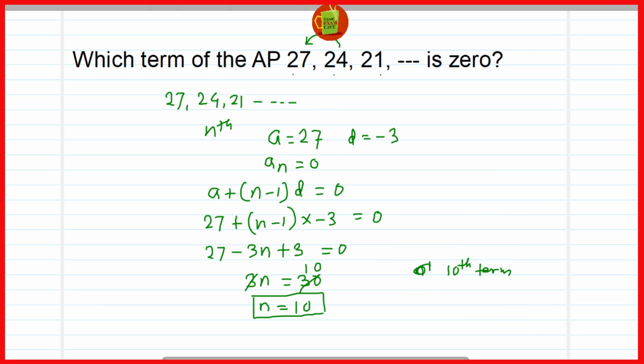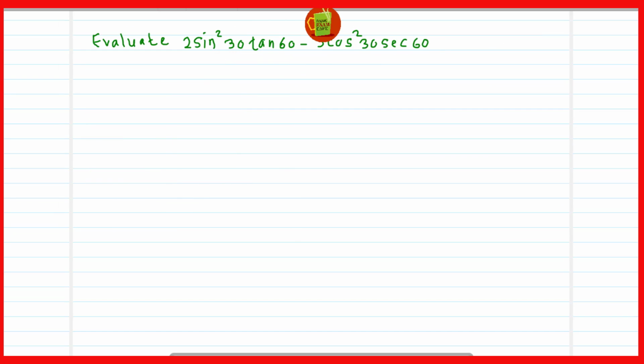Now let us move to the next question. Now see another question. Evaluate 2 sine square 30 tan 60 minus 3 cos square 30 sec 60. So it will be 2 into sine 30. Sine 30 is what? It is 1 by 2, bracket square, into tan 60. Tan 60 is what? It is root 3. Minus 3 into cos square 30.